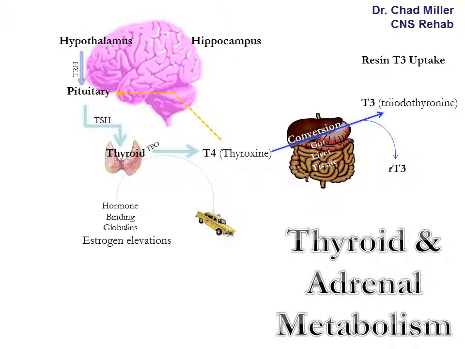Either there's too many taxi cabs and the taxi cabs don't want to let you out, kind of a supply and demand issue, or if there's not enough taxi cabs, they're too busy working with the estrogens, you're not going to have enough taxi cabs to take that T4 downstream to where the T3 needs to be converted. And again, you'll see that slower metabolism.